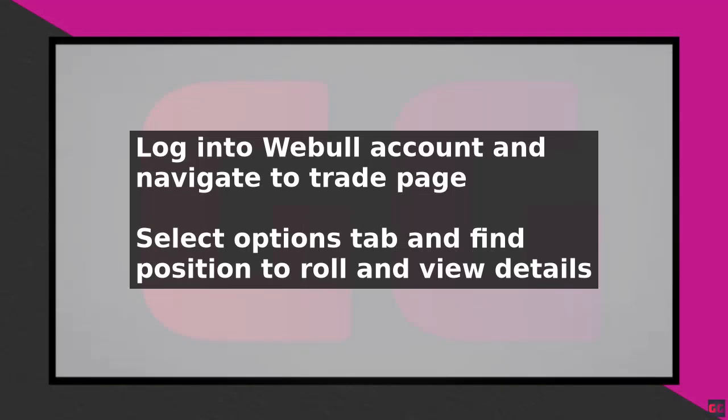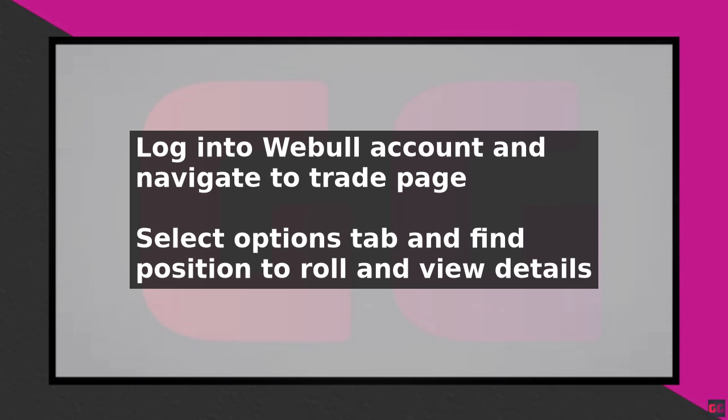To roll options in Webull, start by logging into your account and navigating to the trade page. Rolling options involves closing an existing option position and opening a new one with the same strike price but a later expiration date. This strategy is often used to maintain a position while avoiding expiration.